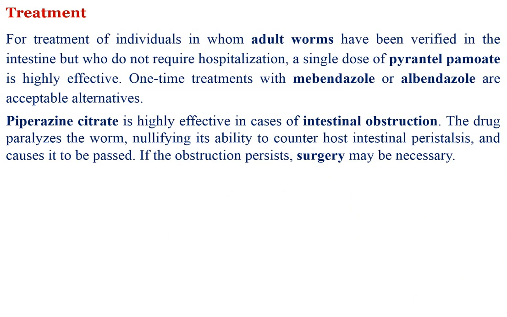Treatment. For treatment of individuals in whom adult worms have been verified in the intestine but who do not require hospitalization, a single dose of pyrantel pamoate is highly effective. One-time treatment with mebendazole or albendazole are acceptable alternatives. Piperazine citrate is highly effective in cases of intestinal obstruction. The drug paralyzes the worm, nullifying its ability to counter host intestinal peristalsis and causing it to be passed. If the obstruction persists, surgery may be necessary.